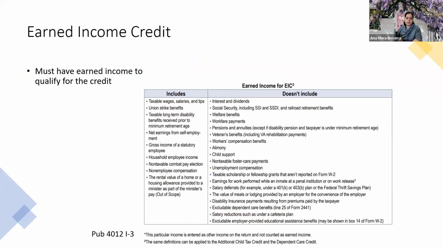So we have a list here that we can refer to on Publication 4012. Earned income could also be taxable long-term disability benefits that were received before the minimum age of retirement. And then just a few unearned income examples would be interest, dividends, Social Security, and unemployment compensation. Those would not qualify you for the earned income credit.